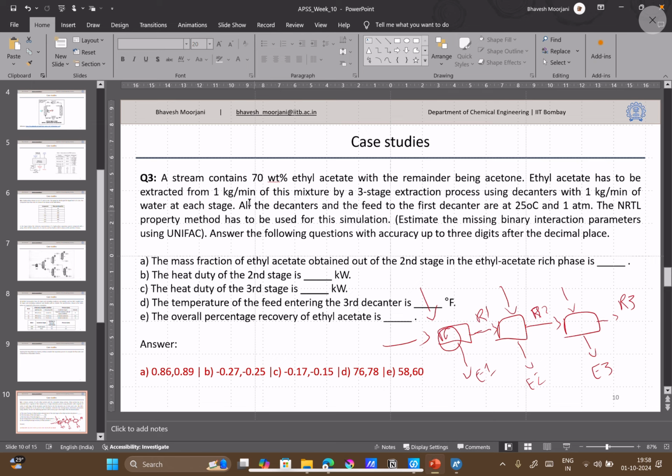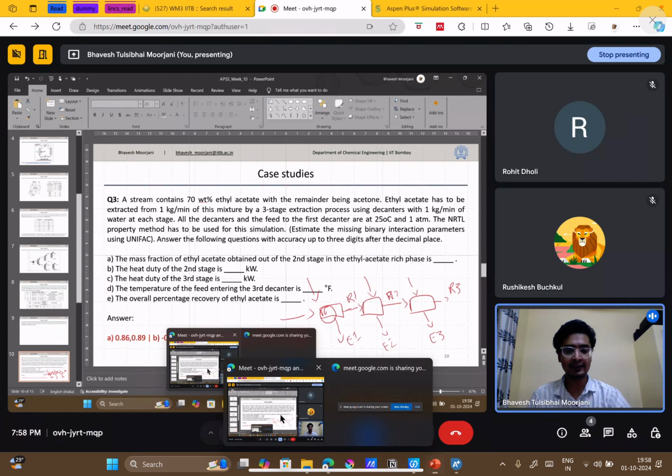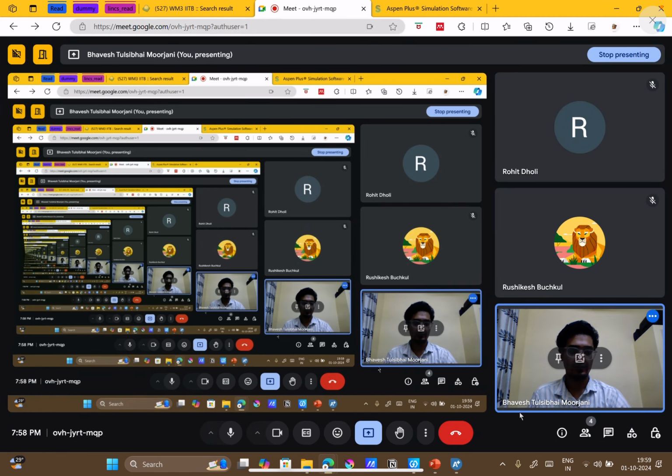So here the mixture is ethyl acetate and acetone, and the solvent is water. So what do you think? Water will separate whom from whom? As in, will it have affinity towards acetone or ethyl acetate? Can you guess? Water is used for separation of a mixture of acetone and ethyl acetate. So your extract will contain water as well as the majority of acetone or ethyl acetate. Do you know?